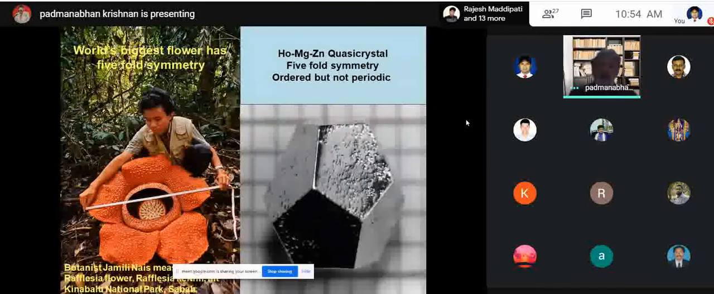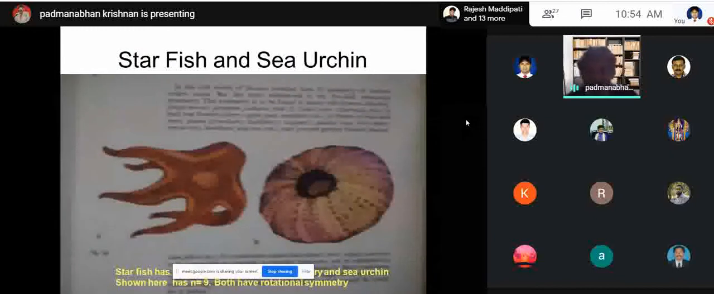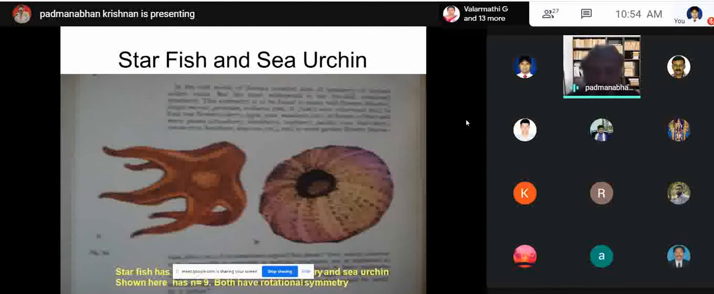Just think about it. Starfish and sea urchins again have n is equal to 5. It's a very odd thing. Normally mechanical engineers don't use n is equal to 5 or n is equal to 9. They use 1, 3, or 6, or they use 2 or 4 or 6 even.